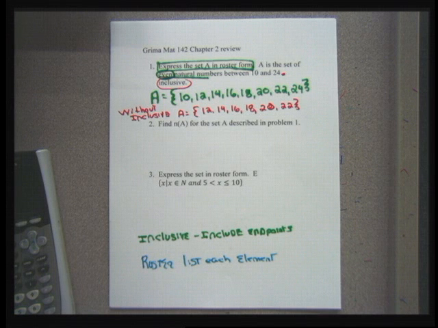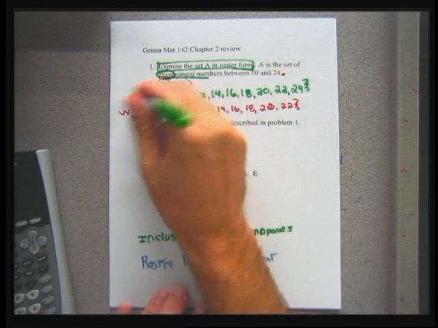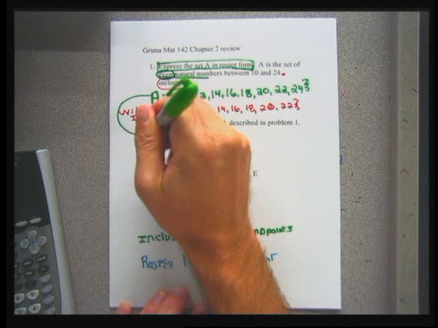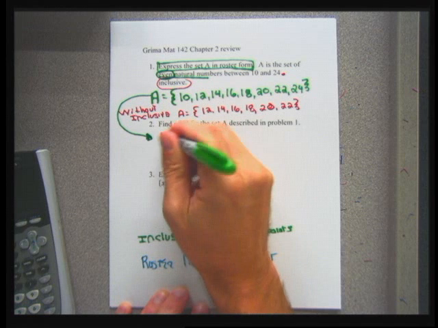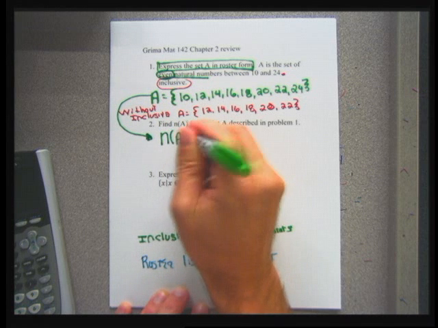The next problem says find n of A. N of A means the number of elements in the set. And I'm only going to worry about this. This is the real problem. And in problem 1, N of A asks me how many elements were in the set.